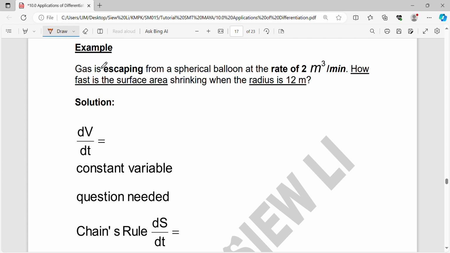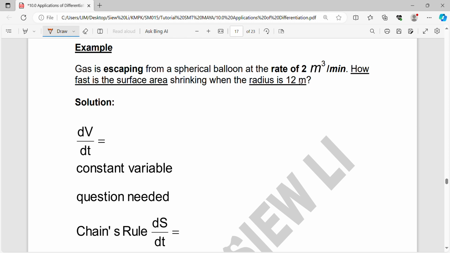Let's discuss an example. Let's say for this example, gas is escaping from a spherical balloon at the rate of 2 meter cube per minute. How fast is the surface area shrinking when the radius is 12 meter?